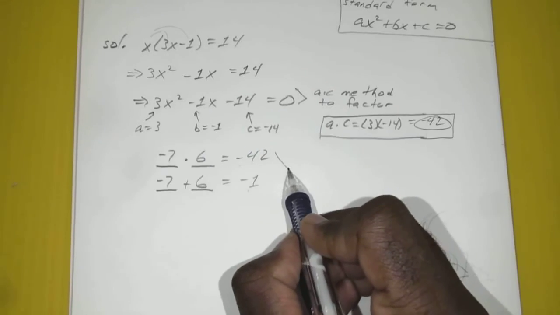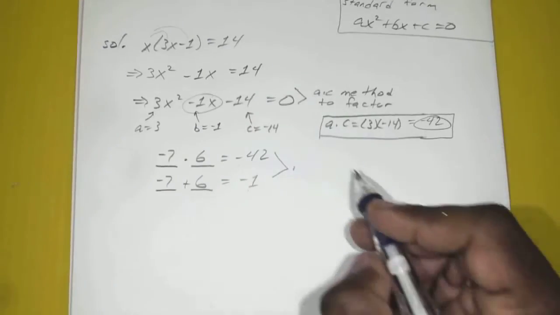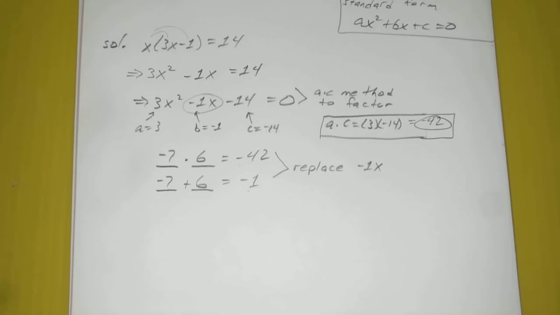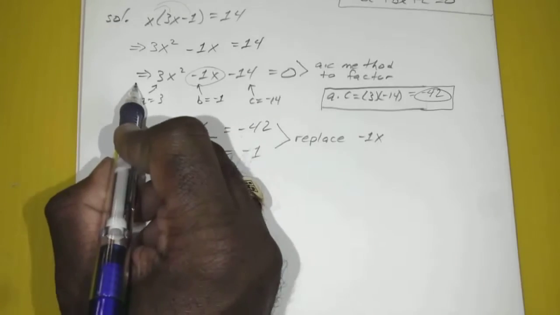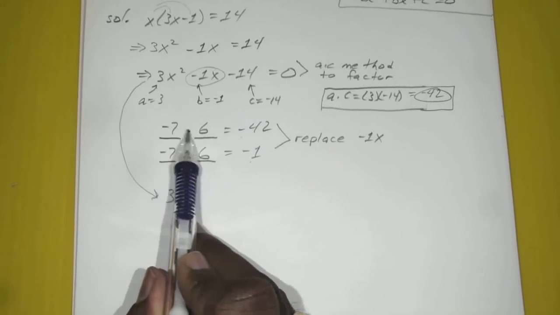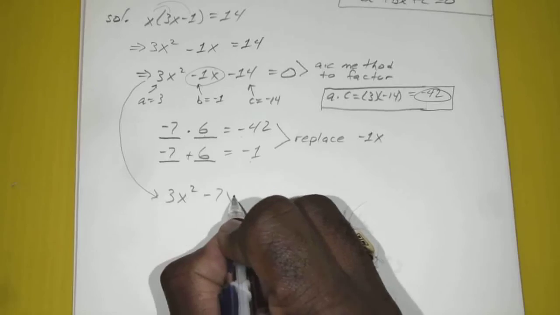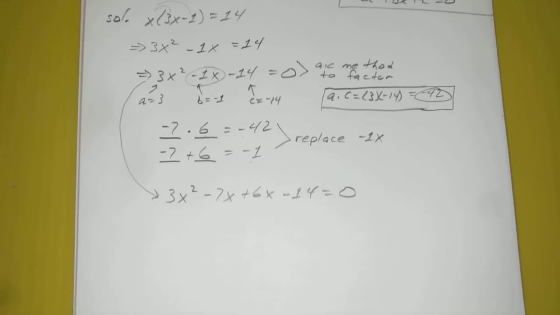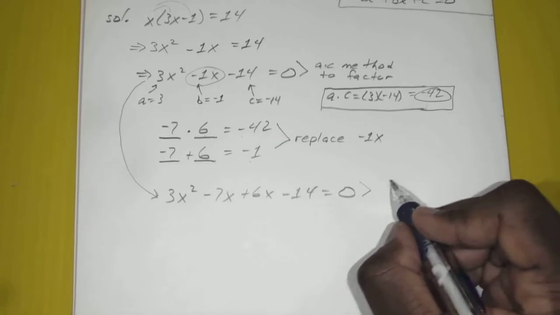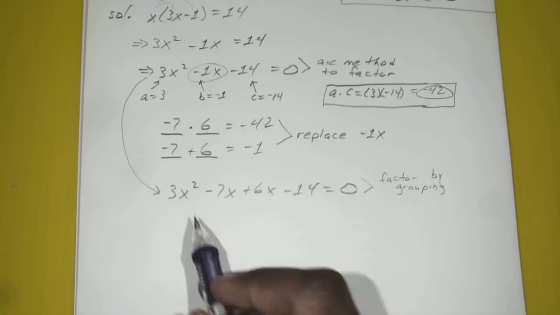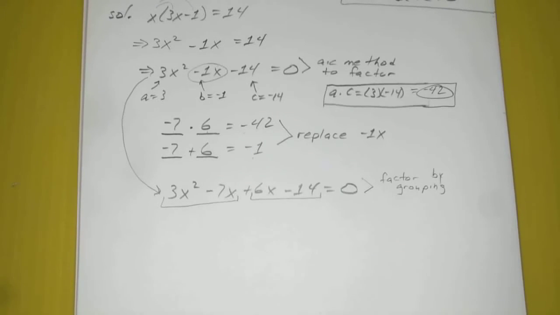Okay, and once we do that in the a times c method, we're just going to replace our b term. So you're going to replace negative x or negative 1x, whichever way you wanted to write it. So that means we're going to rewrite it as 3x squared minus 7x plus 6x minus 14 equals 0. So now once we have those four terms, we do our factor by grouping, which means we break those down to two little subgroups.